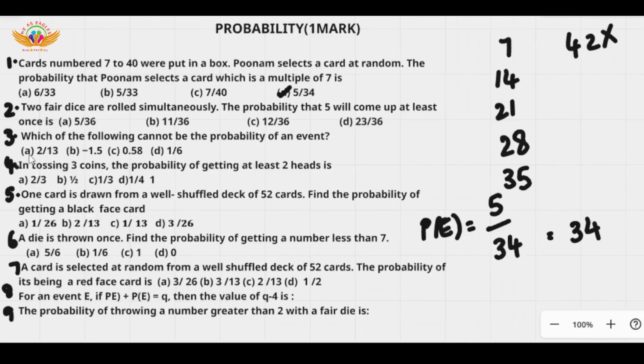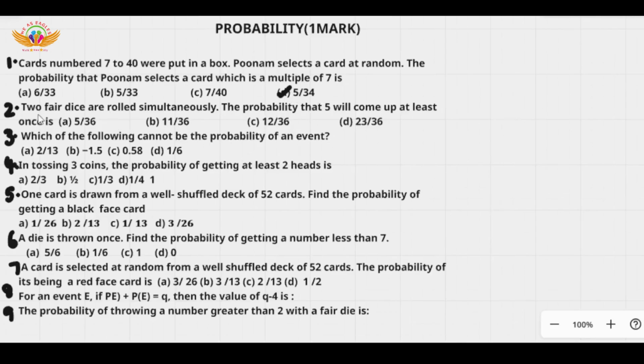Done. The second question is here. Two fair dice are rolled simultaneously. The probability that 5 will come at least once is. So they are telling that there are two fair dice. Okay. So dice means there will be numbers from 1, 2, 3, 4, 5 and 6. So total 6 numbers will be there and there are two dice. Okay, the probability that 5 will come at least once.